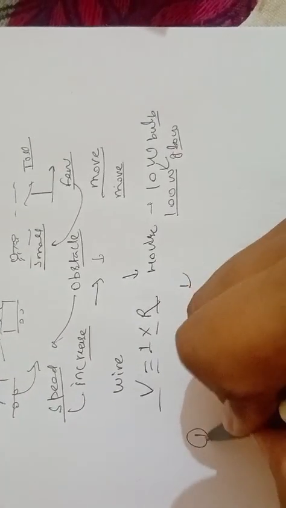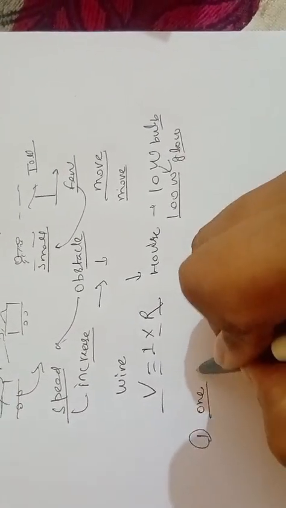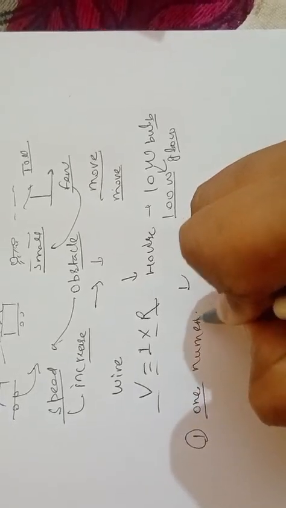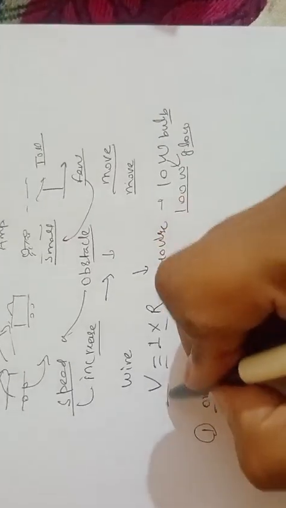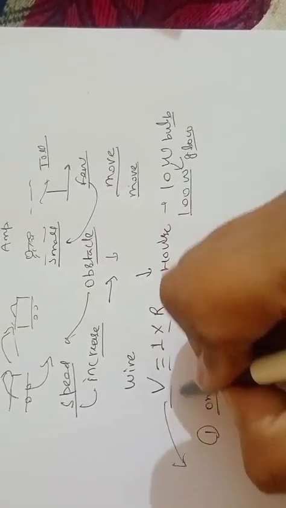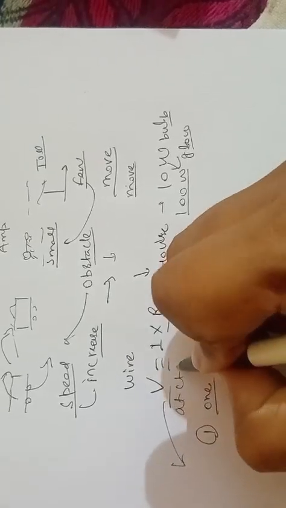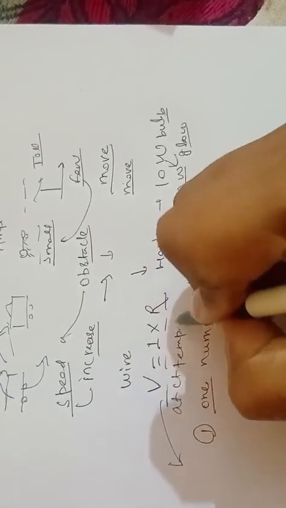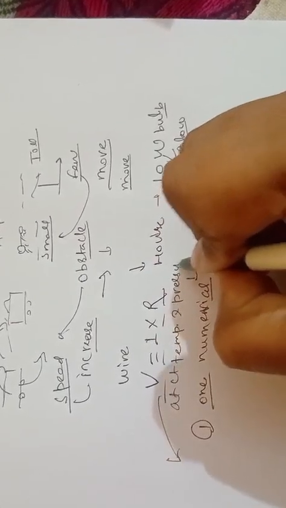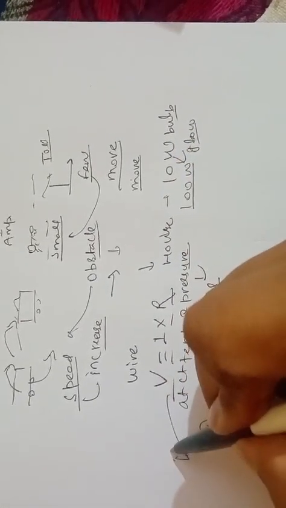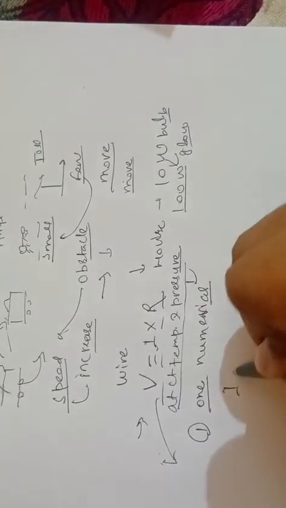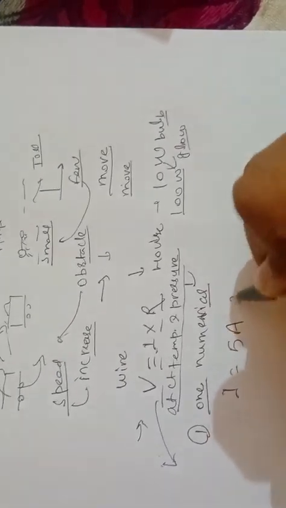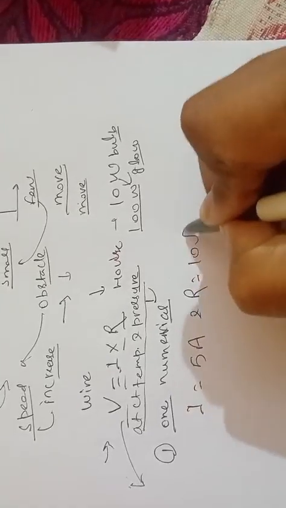Now we can also see one numerical to make this clearer. Again, this happens at constant temperature and pressure. That is, this law holds only if we have a constant environment, then voltage is equal to current into resistance. Suppose the current is equal to 5 ampere and the resistance is equal to 10 ohm, then what is the voltage?